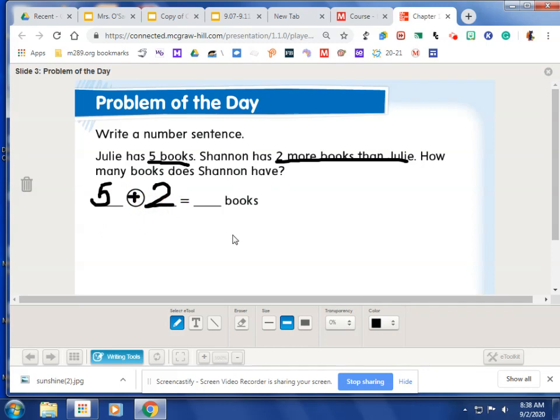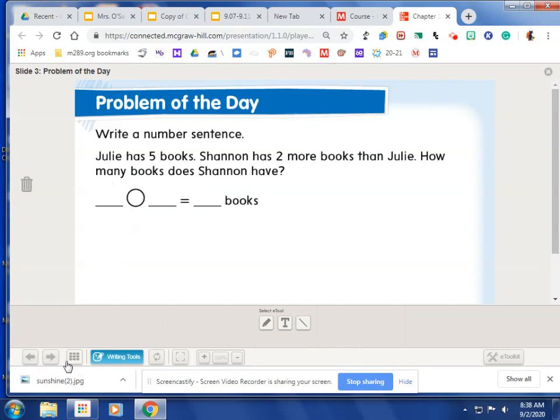5 plus 2 equals, do you know what 5 plus 2 is? Do we need to model it? Let's model it. 1, 2, 3, 4, 5, and then 1, 2. Let's count them. 1, 2, 3, 4, 5, 6, 7. 7 books. So Shannon has 7 books. Should we check our work? All right. We were correct. Do you see how they have the 5, the plus symbol, plus 2, and the sum of 5 plus 2 is 7.